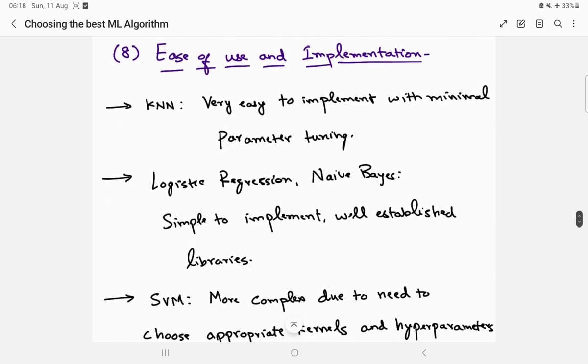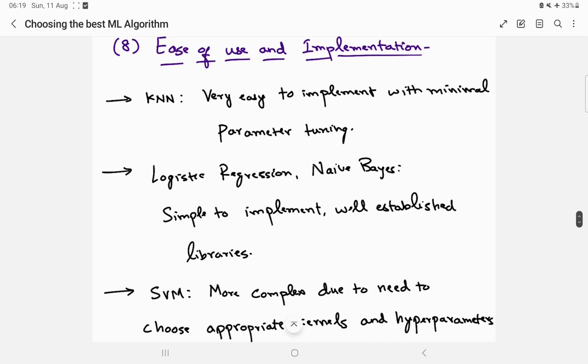The next factor to decide is the ease of use and implementation. Now, ease of use refers to how straightforward it is to implement and tune an algorithm. And most of these algorithms are very well implemented in standard packages like scikit-learn. But it's often important to also understand that apart from implementation, you also have to tune certain hyperparameters, and that's where we'll talk about each one of these.